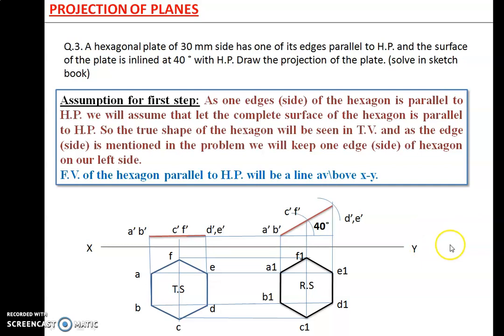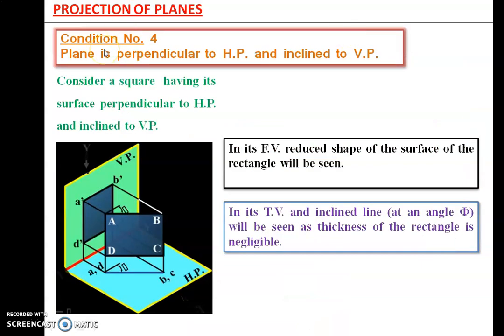Now we will go for the next condition, that is condition number 4. It is nothing but the plane is perpendicular to HP and inclined to VP, exactly opposite of condition number 3. Now the plane is inclined to VP and perpendicular to HP. So it will be somewhat like this.